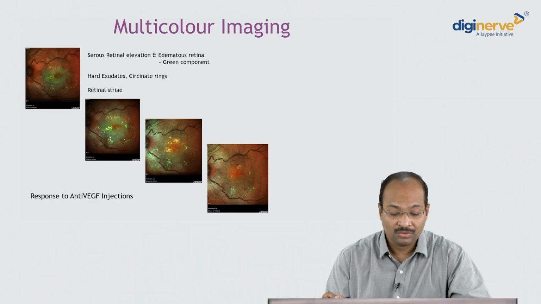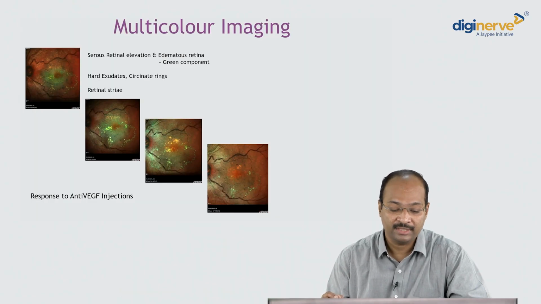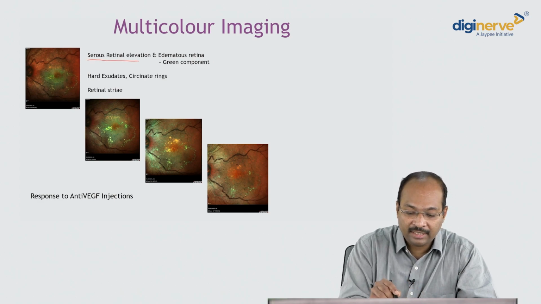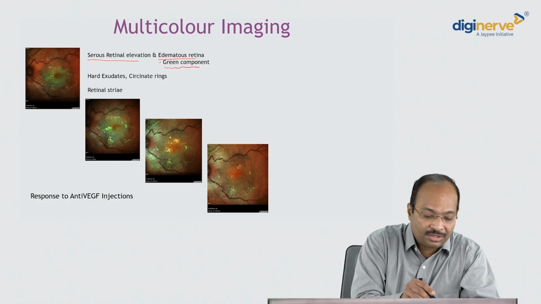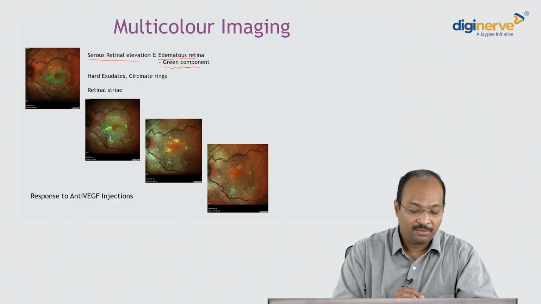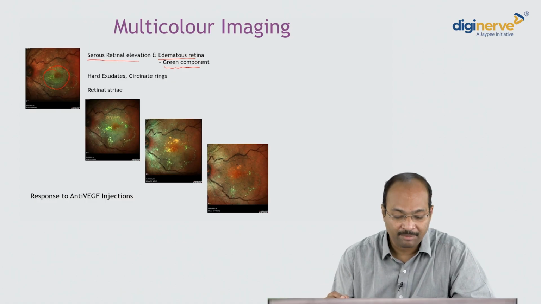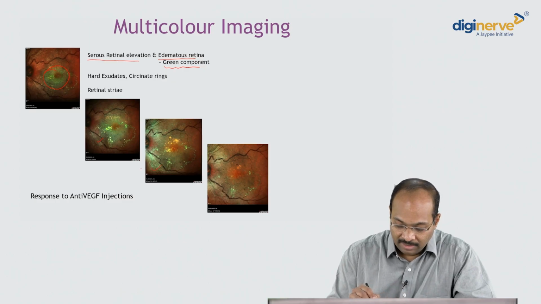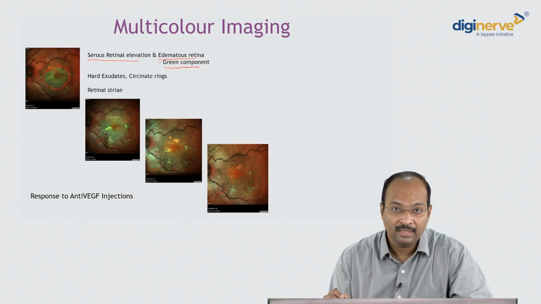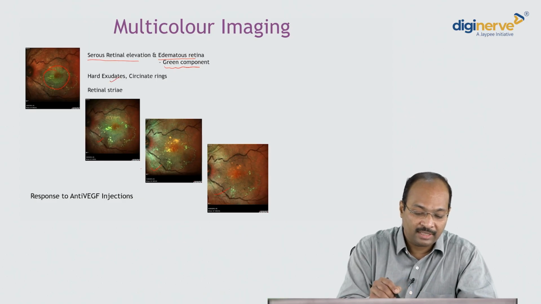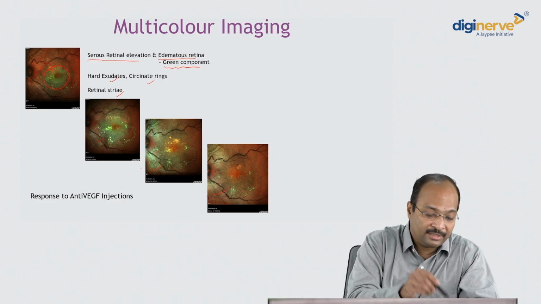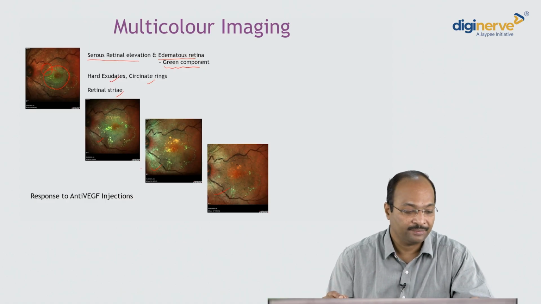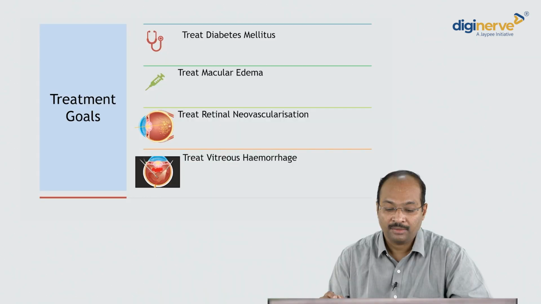Multicolor imaging has also come into our armamentarium more recently. Here's an example at baseline where you find the serous retinal elevation and edematous retina showing up as a greenish component out here. And with continued anti-VEGF therapy, as the macular edema resolves, you can see that greenish hue is being replaced by the reddish hue of the normal retina. And you also find the hard exudates, the circinate rings, the retinal striae seen here more beautifully and well delineated on the multicolor imaging.